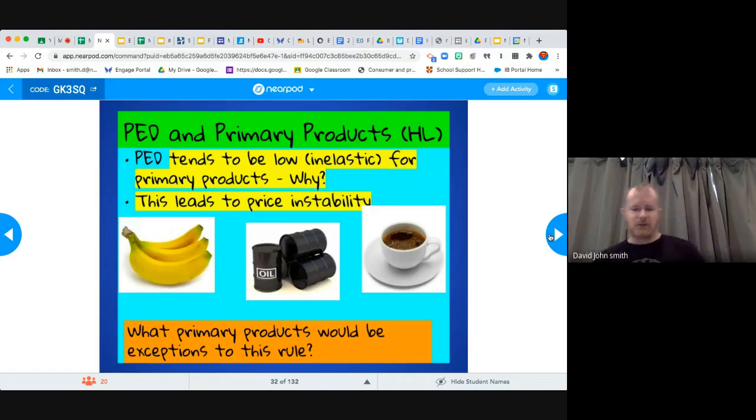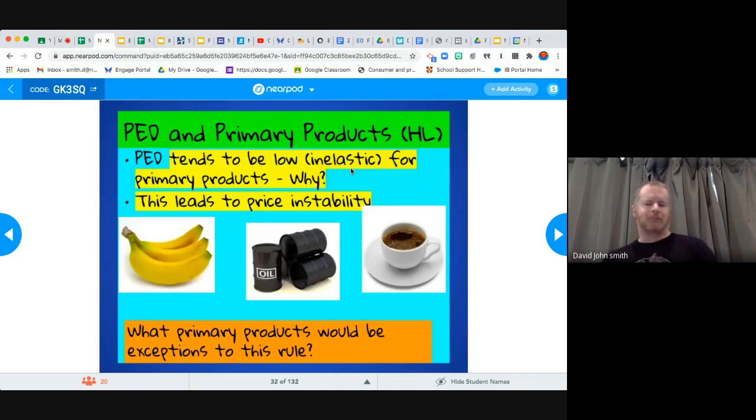We remember those all the way from the start of the course. You've got primary, secondary, and tertiary related products. Your primary products are the natural resources, the ones that are more agricultural and horticultural based. What we're going to say is that their coefficients, their PED, tend to be low, or quite inelastic.